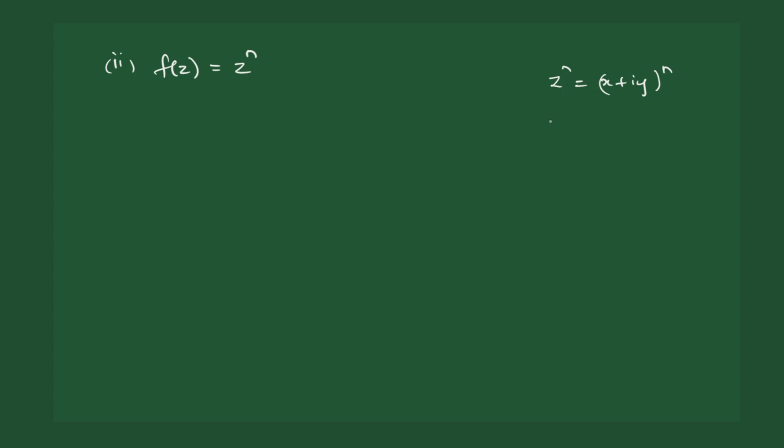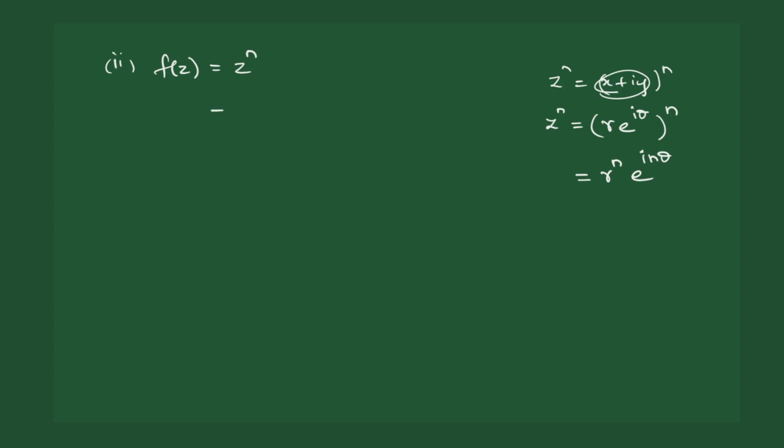So in this case, we have to use the polar form of the complex variable. Instead of taking x plus iy, we have to consider (r e^(iθ))^n, which means we can write r^n into e^(i n θ). So now it is easy to split the real and imaginary parts.